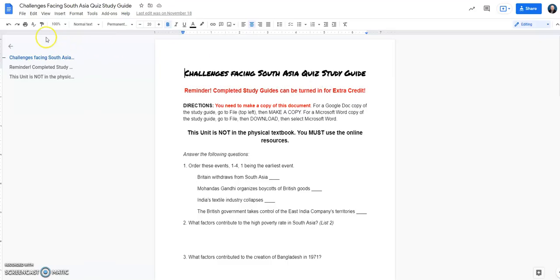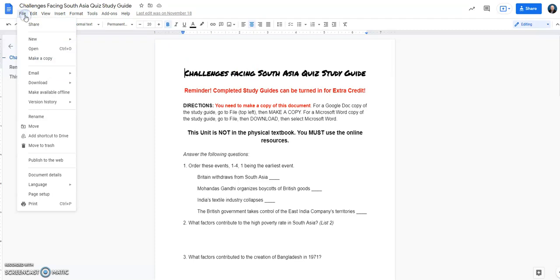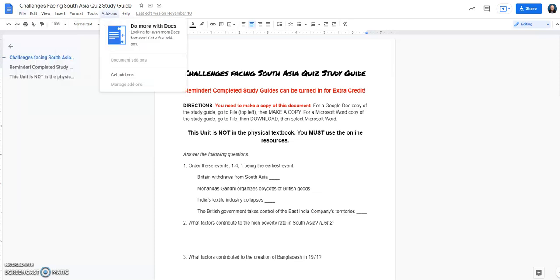So again, if you have Gmail and prefer Google Docs, you go to File, make a copy. If you prefer Microsoft Word, you're going to go to File, Download Microsoft Word. It'll download the study guide in a Microsoft Word format to your computer. You can open it up, you can type in it, you can save it just like you would any Microsoft Word document. Again, File, Download Microsoft Word. All right, there you go.